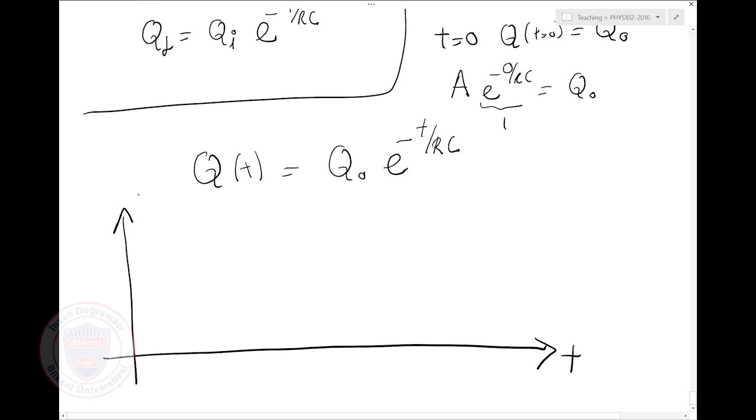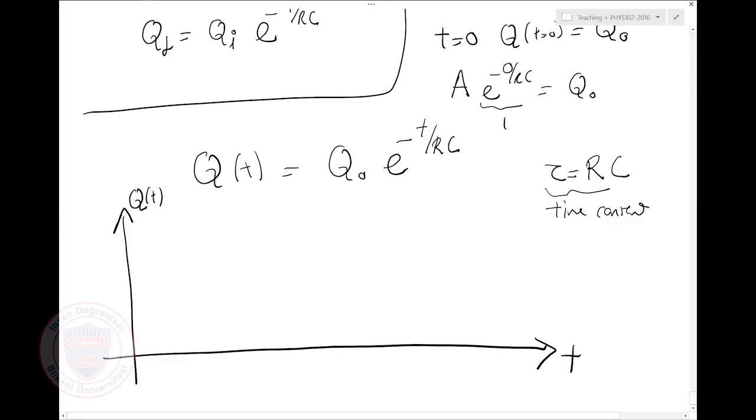Now, the first thing we should notice is that the scale on the plot is fixed by this combination. Tau, I'll call it RC. It's kind of interesting. When you multiply ohm by farad, you find seconds. And this is actually called the time constant of the circuit.